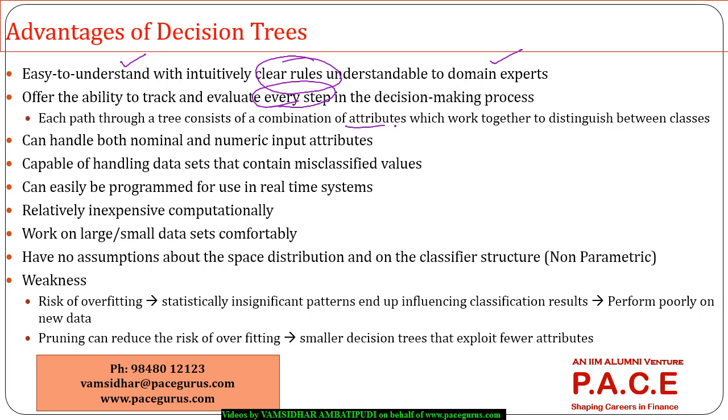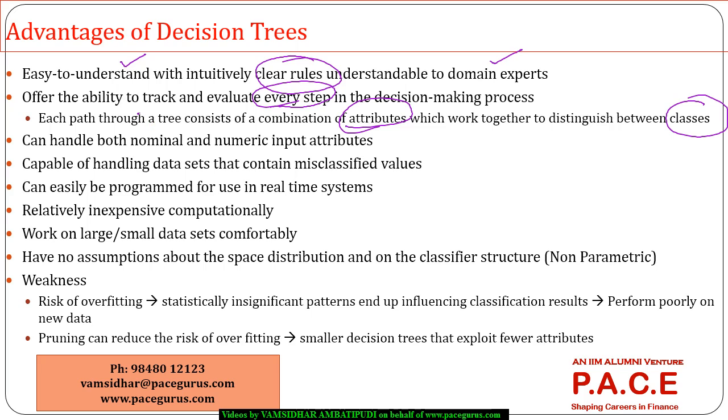And there are a set of attributes, which are the variables that are influencing the class. So I'll be able to identify which set of attributes are really playing a major role in doing the differentiation across the classes, in distinguishing across the classes.